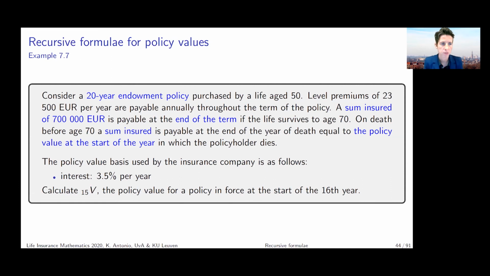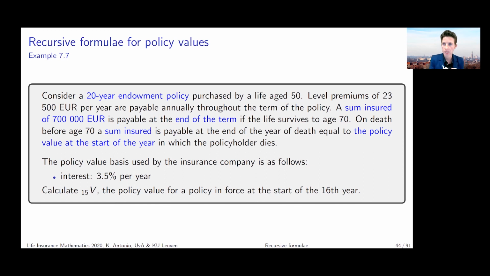So what we have here is a 20-year endowment policy issued to a 50-year-old. We've got level premiums of 23,500 euros per year, payable annually throughout the term of the contract. We've got a sum insured of 700,000 euro, payable at the end of the term. And on death before age 70, a sum insured is payable at the end of the year of death, which is equal to the policy value at the start of the year in which the policyholder dies.